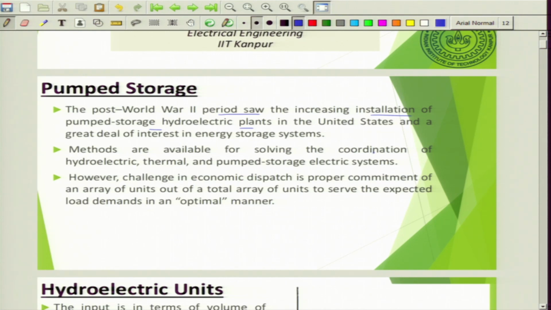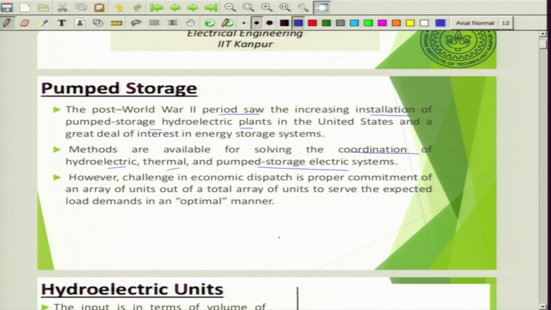Methods are available for solving the coordination of hydroelectric, thermal and pump storage electric systems. Now there is a hydroelectric plant and there is a thermal power plant. And the pump storage electric system is also a sort of storage system, maybe a hydro system, or gravity storage is also a sort of storage system that we will discuss at a later stage. So when we have a hydroelectric power plant and a thermal power plant along with the pump storage system, how do we coordinate all of them such that we achieve the required objectives? That is a little bit more challenging compared to a typical hydroelectric and thermal scheduling economic dispatch problem.